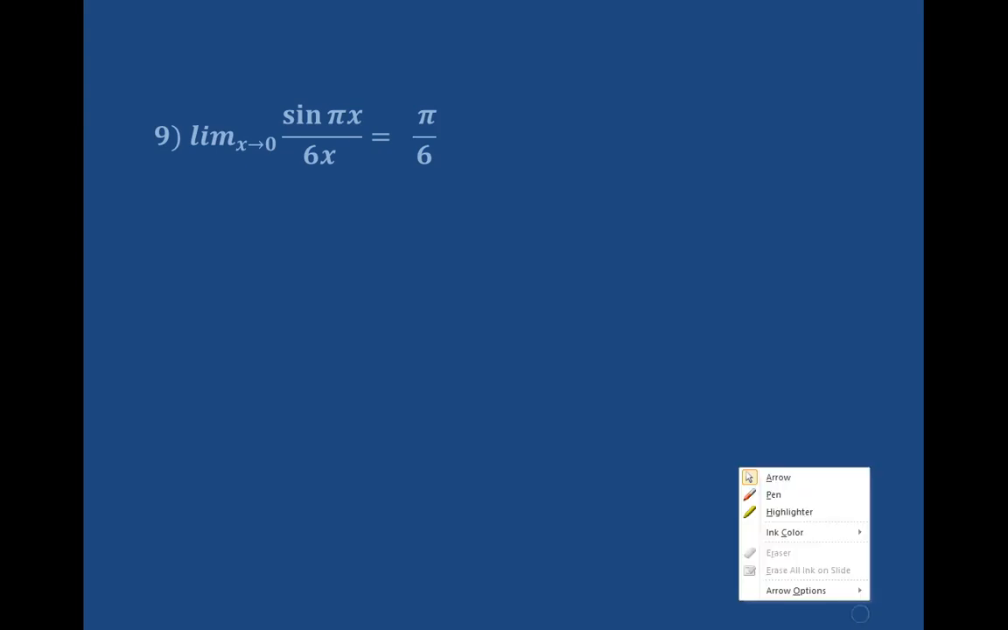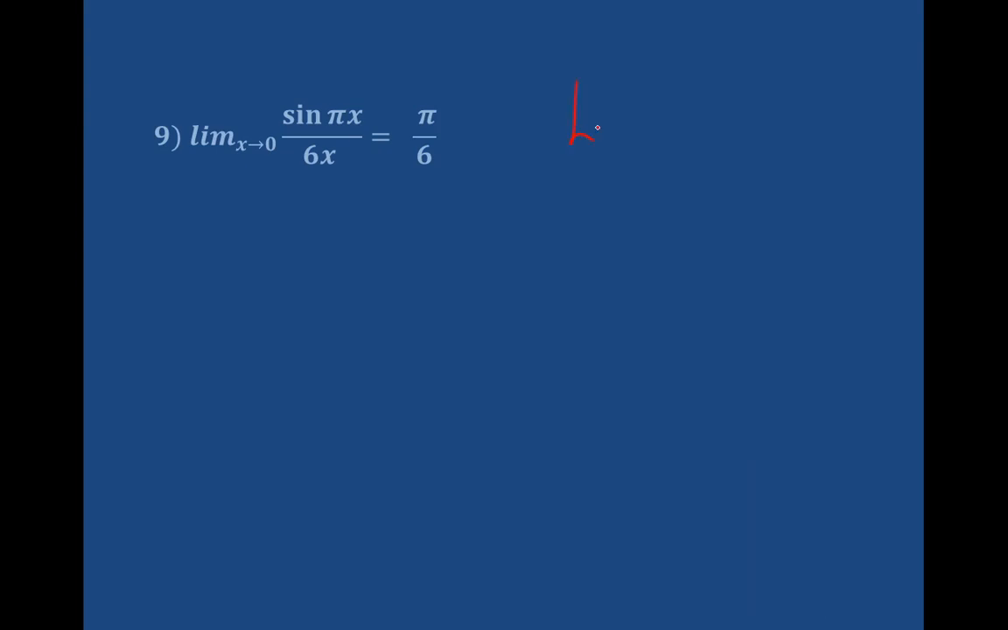Another problem. Limit when x tends to 0 of sine pi x over 6x. The same as sine ax over bx. This value is like the rule limit when x tends to 0 of sine ax over bx, and the value of this limit equals a over b. Then sine pi x over 6x equals pi over 6.